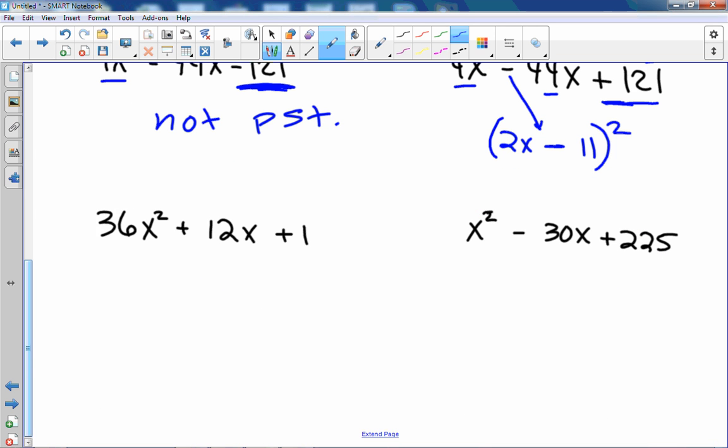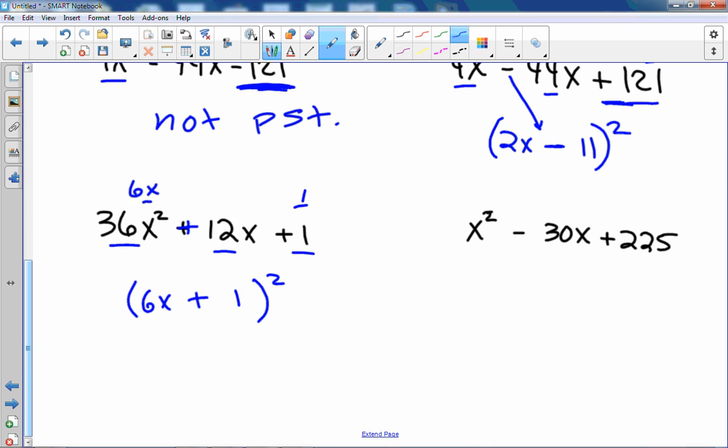Okay, let's look at the last two. Perfect square, and they're both positive. So far, so good. The square root here would be 6x. Now, 1 is a perfect square. The square root of 1 is 1. Now, 6x times 1 is 6x, and 6x doubled would be 12x. So everything's like it's supposed to be here. So this is going to be a quantity squared. Those two numbers are going to be my factors, and I'm going to take the first sign to go in between them.